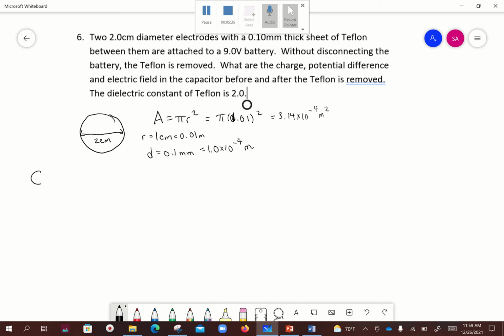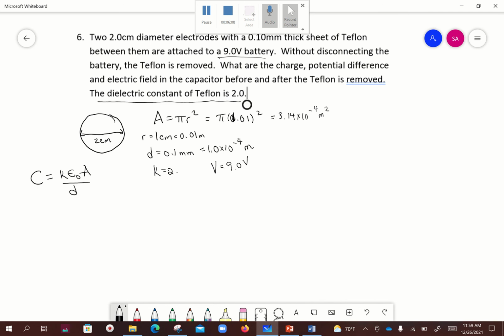Now remember C, if I've got a dielectric in there, is equal to kappa times epsilon naught A over d. And we're told that Teflon has a dielectric constant of 2.0. So kappa is equal to 2. And what else are we told in the problem? Connected to a 9-volt battery. So V is equal to 9.0 volts.